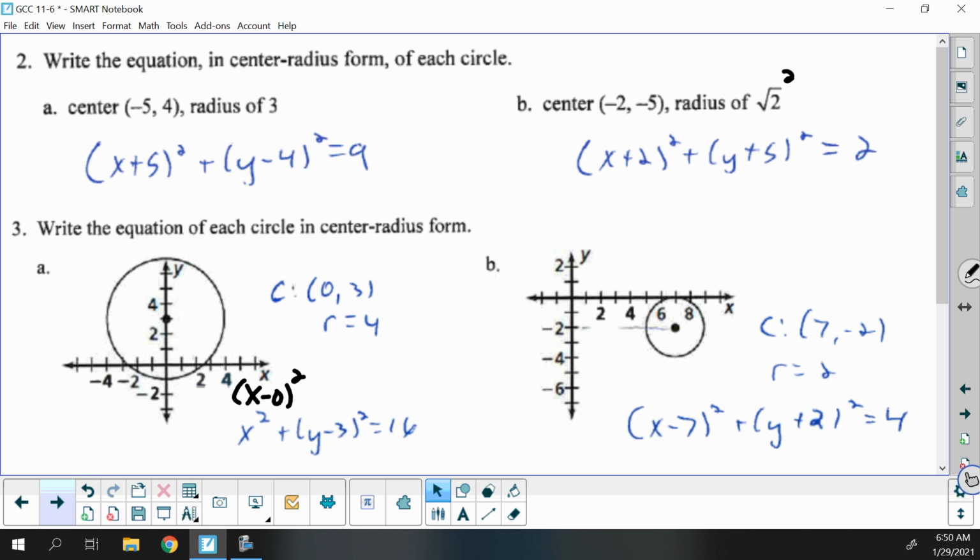And then similar idea in B, we've got a radius of 2, you got 7, negative 2 for the center, and you see there your equation.